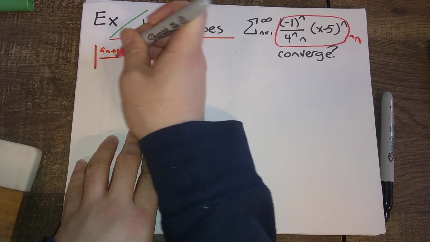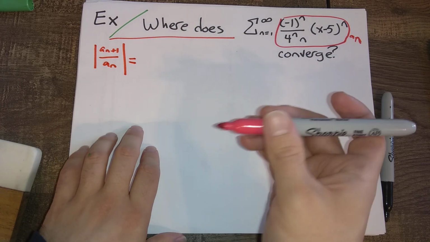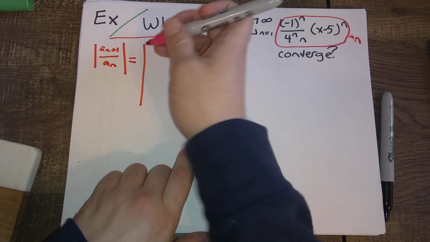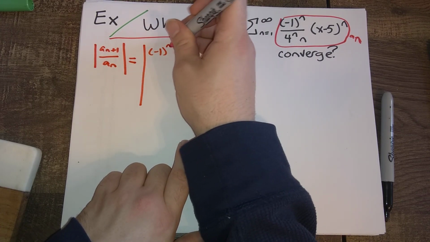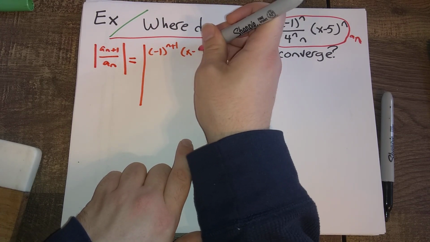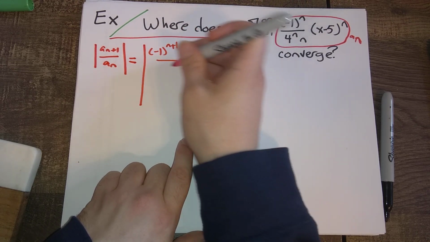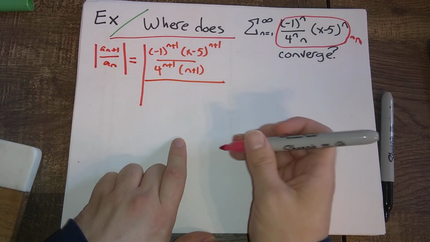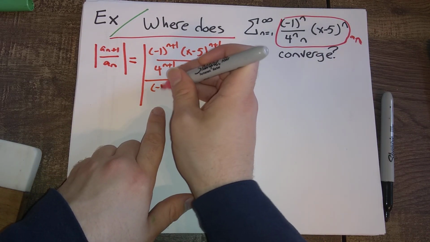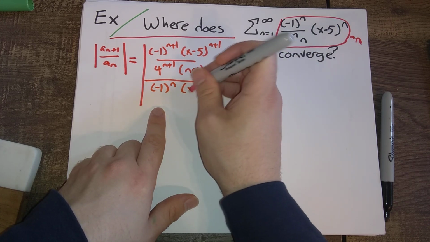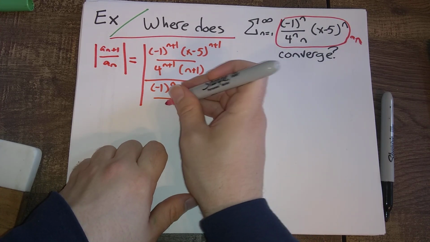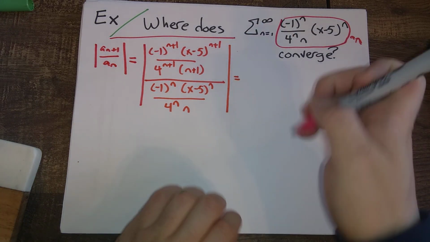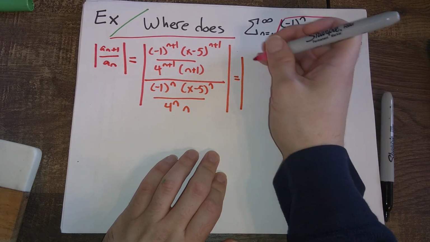Okay, the absolute value of a_(n+1) divided by a_n is going to be, everywhere we see an n, we replace it with n plus 1. So minus 1 to the n plus 1, x minus 5 to the n plus 1, divided by 4 to the n plus 1 times n plus 1. All of that divided by minus 1 to the n, x minus 5 to the n, divided by 4 to the n times n.